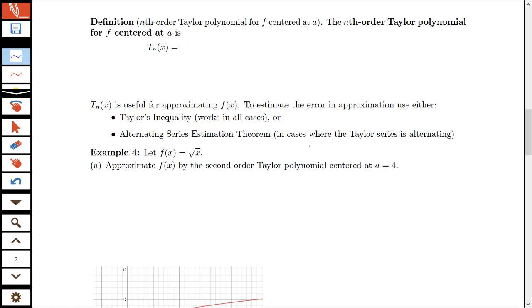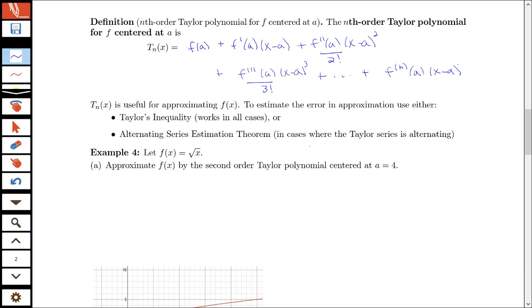So the nth order Taylor polynomial for f at a is that Tn of x is equal to f of a plus f prime of a times x minus a plus f double prime of a times x minus a squared over 2 factorial plus f triple prime of a times x minus a cubed over 3 factorial, all the way up to whatever our nth value is going to be, the nth derivative at a times x minus a to the n all over n factorial.